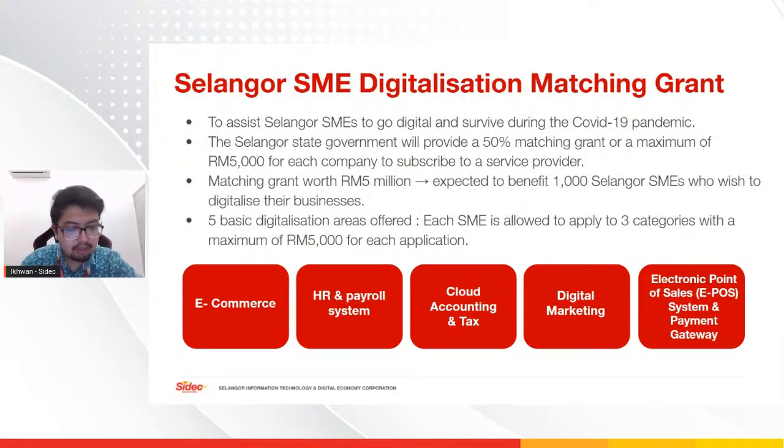So how does this grant work? Basically, the government will provide 50%. So if you want to adopt 10,000 worth of business costs, the Selangor State Government will subsidize 5,000, and you will need to pay only another 5,000. So that will reduce the cost a little bit and save your money. As you can see here, what are the basic areas that this grant is offered in? They are e-commerce, HR and payroll system, cloud accounting and tax, digital marketing, and ecosystem and payment gateway.